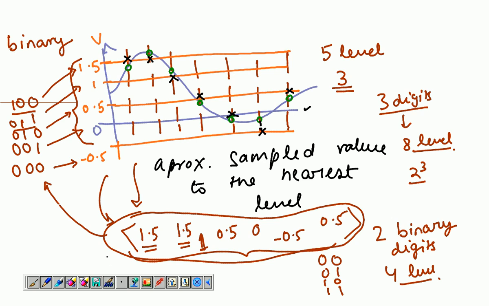So the new signal that you have that is received is now something like this, because we had approximated the signal. So the greater the number of quantization levels, the more precise is the signal that is received. So the signal in brown is the received signal, if the signal in blue is the transmitted signal.